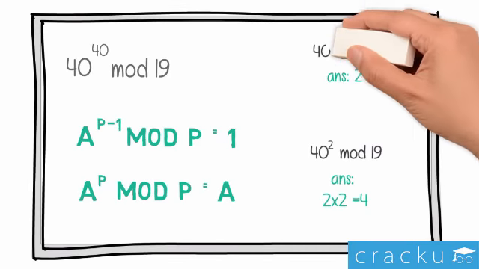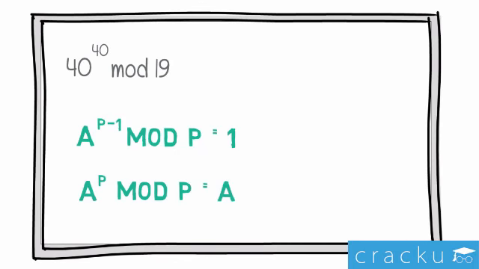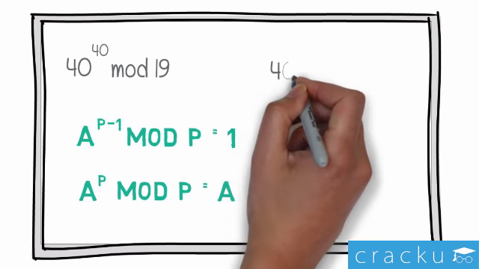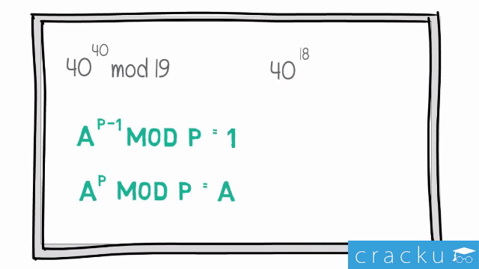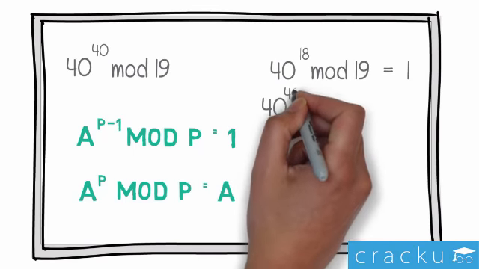Now let us get back to our problem. Let us check if our problem satisfies the two conditions. The divisor 19 is a prime number and the dividend 40 is relatively prime to 19. Hence we can apply Fermat's theorem. According to Fermat's theorem, 40 raised to 19 minus 1 modulo 19 is equal to 1. That is, 40 raised to 18 modulo 19 is equal to 1.